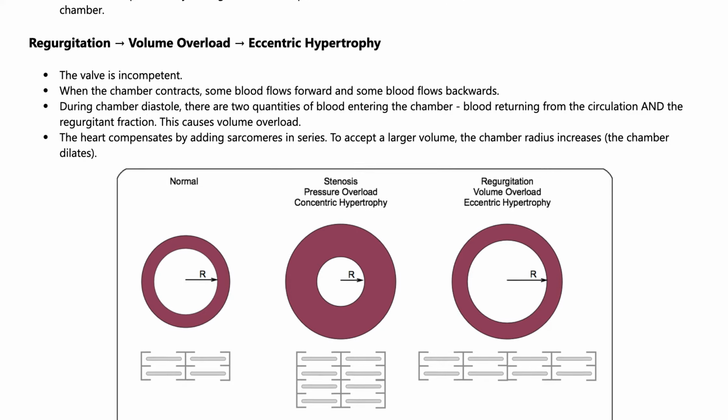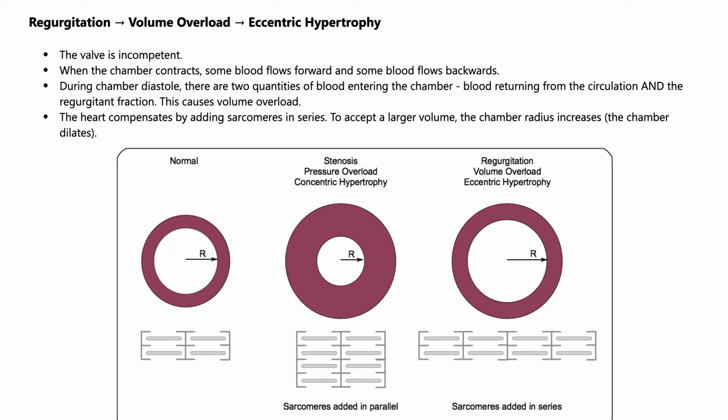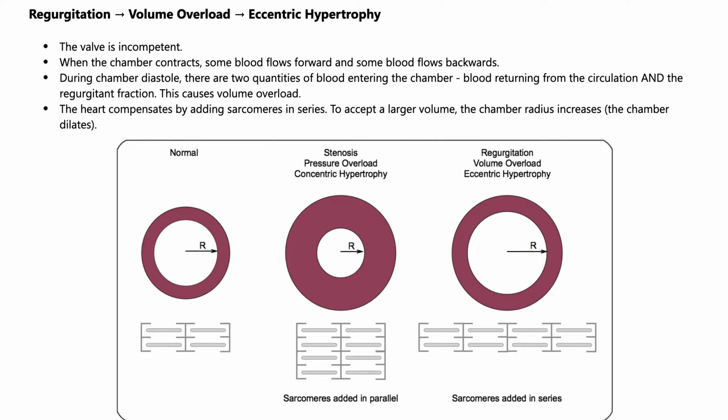The following depicts the sarcomeres being added in parallel and series and how it affects the radius of the ventricular tissue.